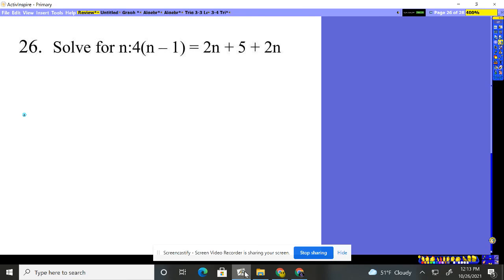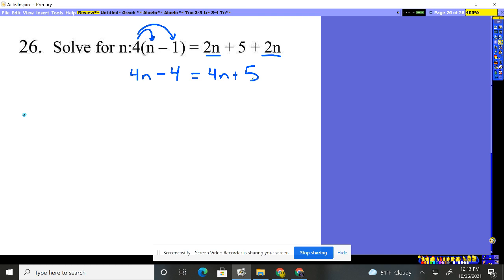Problem 26, solve for n. A little cramped in there, sorry about that. So all we're going to do, we're going to distribute the 4 through to each of these pieces, and then it equals all that together. So 4 times n is 4n. 4 times 1 is minus 4. Over here, I have 2n plus 5 plus that.